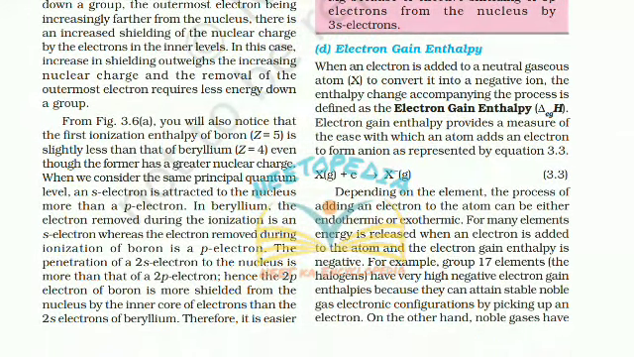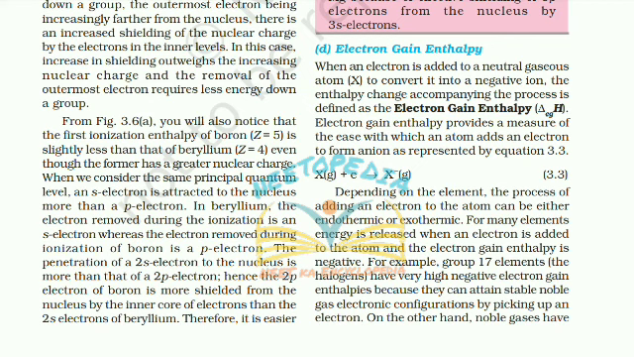Electron gain enthalpy. When an electron is added to a neutral gaseous atom to convert it into a negative ion, the enthalpy change accompanying the process is defined as electron gain enthalpy. Electron gain enthalpy provides a measure of the ease with which an atom adds an electron to form an ion, as represented by equation 3.3.